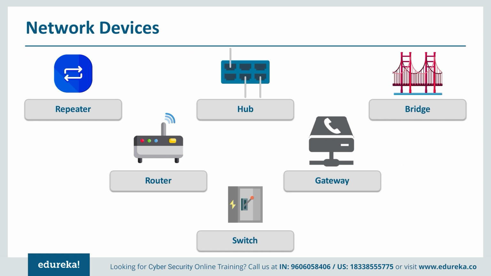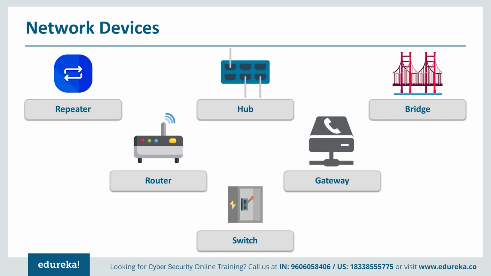So these are the common devices we see on a network. What we see as a repeater. A repeater is simply an amplifying device. What is the difference between a bridge and a repeater? A bridge also does the same thing. It is a pass-through device. Any network can pass through it; it just amplifies and retransmits the same signal.